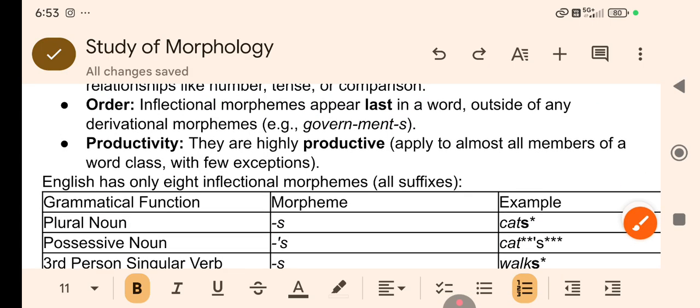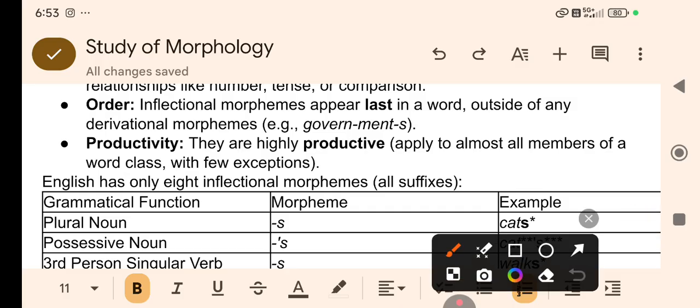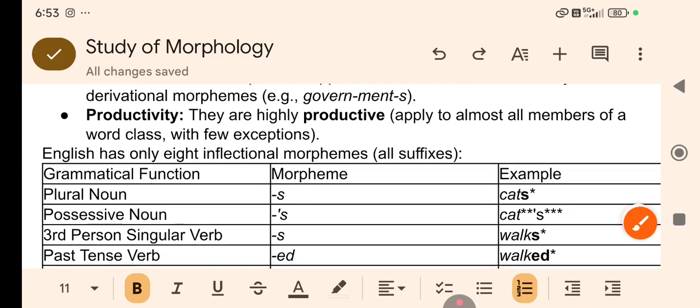Okay. Order: inflectional morphemes appear last in the word. Please take care. Inflectional morphemes appear last in a word, outside of any derivational morphemes, right? Even with a derivational morpheme, at last a word is added, and that process is called inflectional. And productivity: they are highly productive, applying to almost all members of a word class with few exceptions. So very productive.